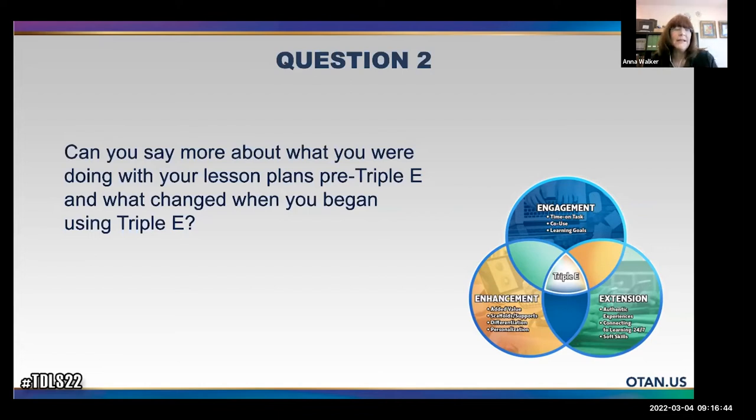Some extension is built into my classes because I teach functional living skills. So of course, we're always taking the shopping and the addition and subtraction into the community and that sort of thing. But I think for me, just understanding more about how these three components work together to create more of a customized plan for your students, that was really what changed for me, was just the thinking intentionally.